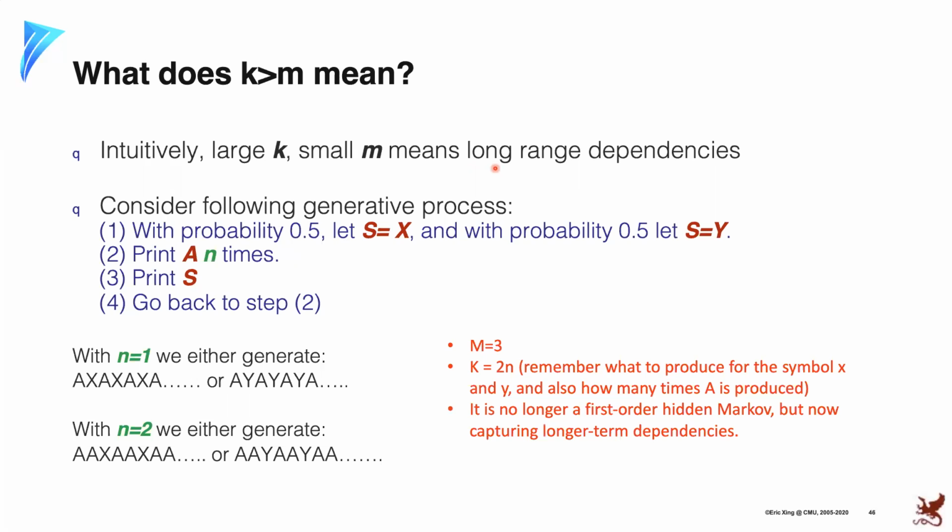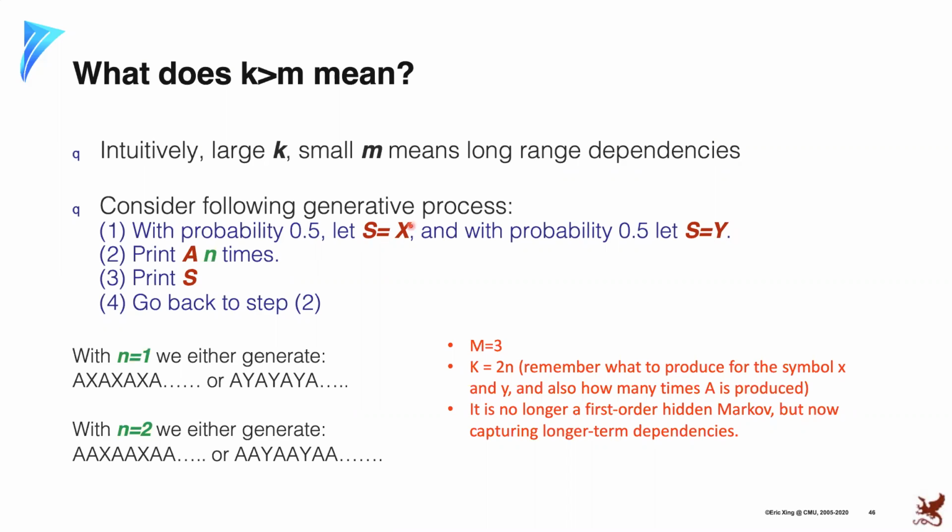So let's consider a scenario like this. Here we want to generate a sequence. The generation process looks like this. Firstly, we have a symbol which can take the value either x or y. It has 0.5 probability to take the value x and 0.5 probability to take the value y.